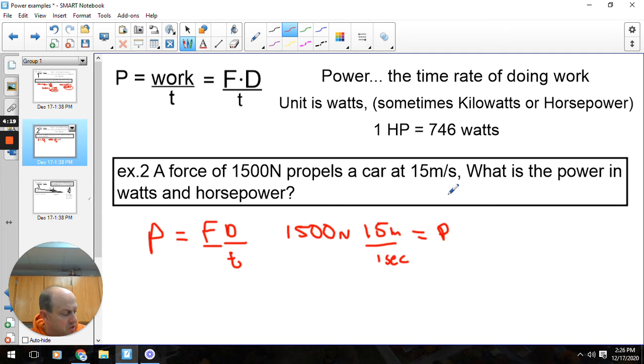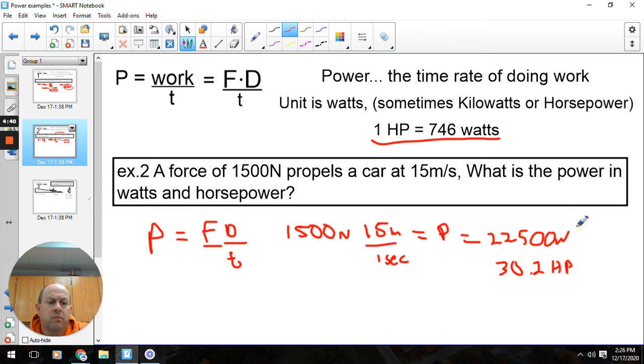So we would get 22,500 watts after crunching some numbers there. And then when we convert that, knowing 1 horsepower is 746 watts, that would turn out to be about 30.2 horsepower. Okay, so a little different flavor on the same equation, just looking at this as more of a velocity times force rather than work over time, but it's still the same concept.